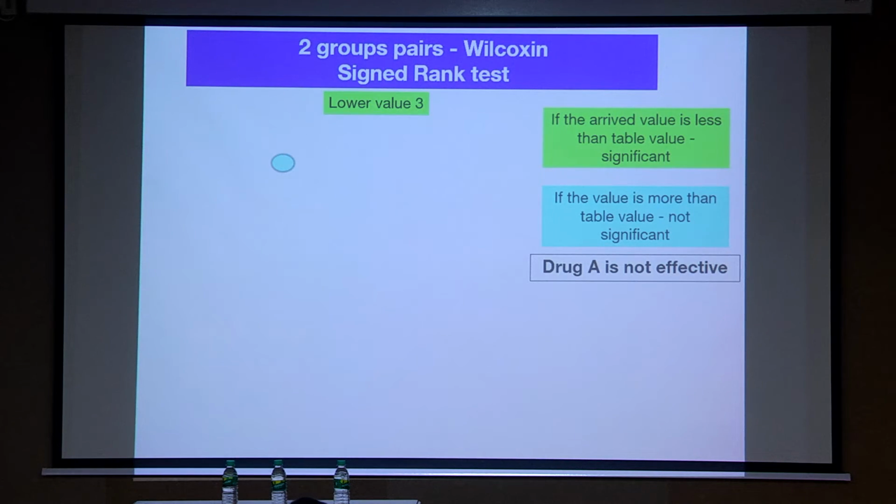I will read it once again. You first calculate the change. You arrange in the ascending order without a sign. Give the ranks. After giving ranks, assign the plus or minus direction, total the ranks, and calculate the critical value. If the value is more than the table value, the null hypothesis is accepted. If the value is less than the table value, the null hypothesis is rejected. Please remember this.